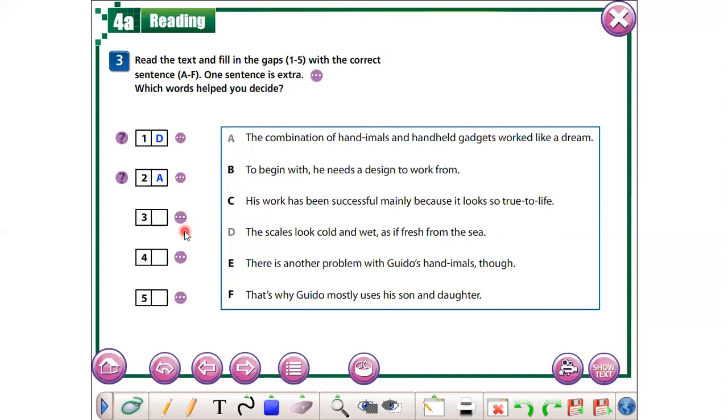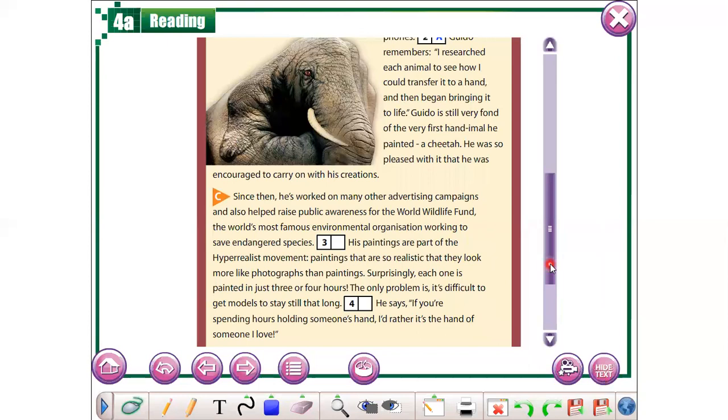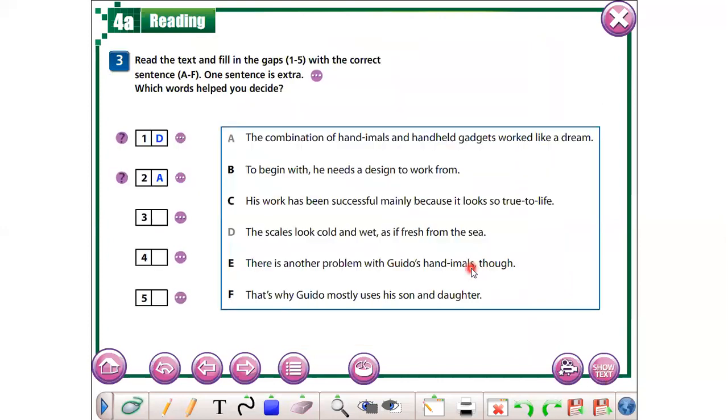Number 3, let's go with number 3, ready? It says, his paintings are part of the hyper-realist movement: paintings are so realistic they look more like photographs than paintings. Let's try to find one sentence that refers to the paintings looking extremely realistic. Letter C: his work has been successful mainly because it looks so true to life. A synonym for realistic is true to life. Number 3 is letter C. Let's check it out.